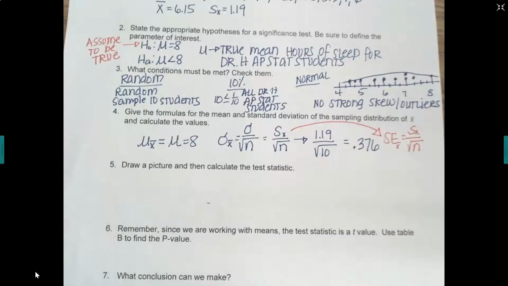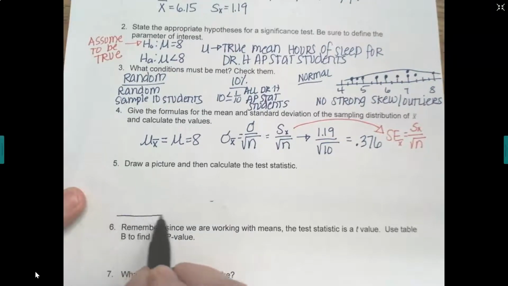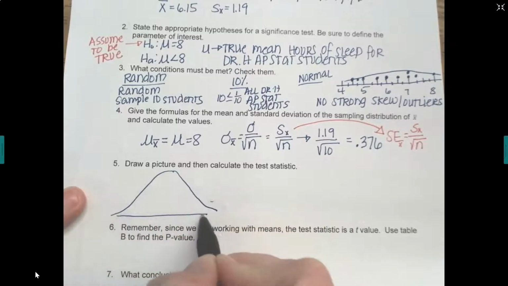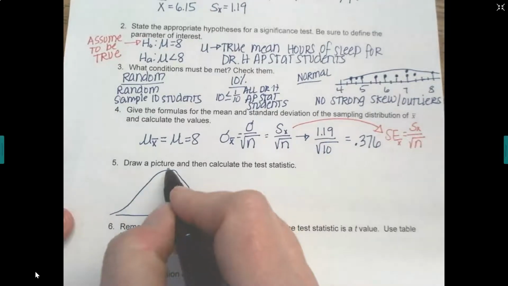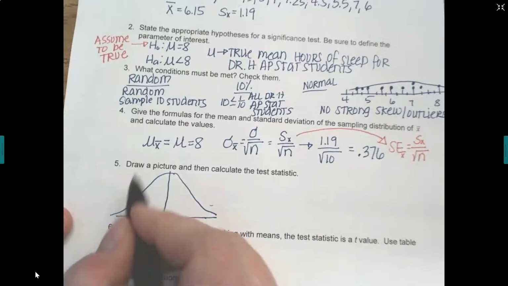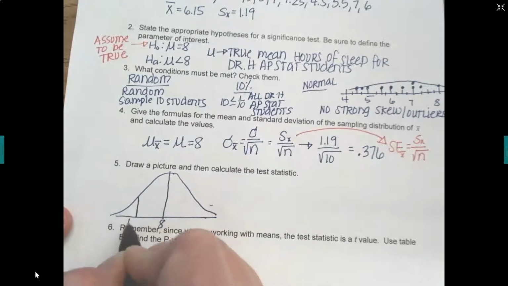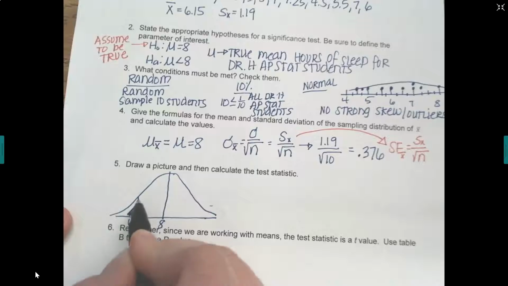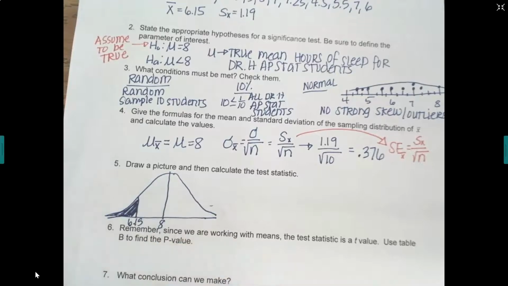Now, let us draw a picture. Up until now, we have been drawing a nice symmetrical curve. We're wondering about right here, 8 is what the claim is. We got 6.15. Remember, you're always wondering how far or more extreme from the mean. How unusual is that? So we're looking for that area right there.